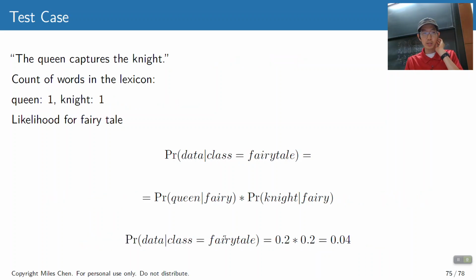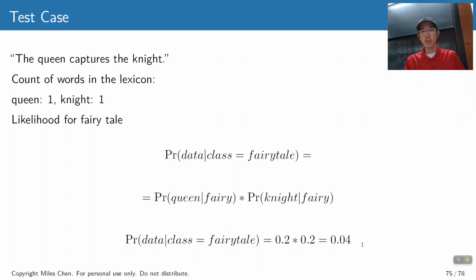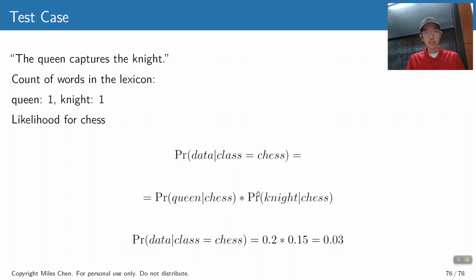I didn't bother with the priors and the marginals, but you can understand, okay, this is one aspect of the posterior probability, the likelihood part, and then the priors and the marginals are other parts and aspects. Okay? Queen captures the knight. We have queen and knight are the only things, and so we have 0.2 and 0.2, and we have 0.04 for the likelihood of fairy tale. Queen captures the knight for chess. We multiply these two, 0.2, 0.15, so slightly lower probability for chess or whatever.